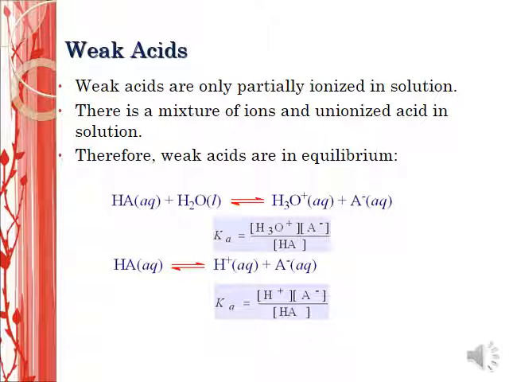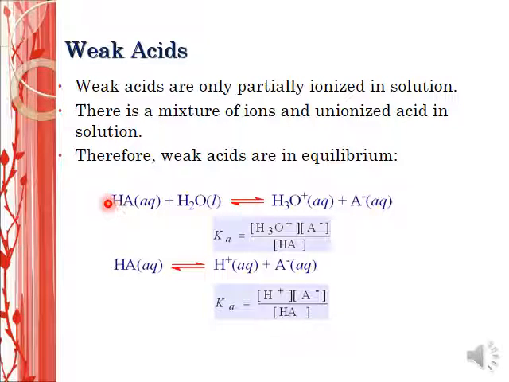Next is weak acid. The difference between weak acid and strong acid is that weak acids only partially ionize. This means when you mix a weak acid with water, you get H3O+, A-, and also the undissociated HA. That's why you see the arrow pointing in both directions. For a strong acid, the arrow would point in one direction only, towards the product side.